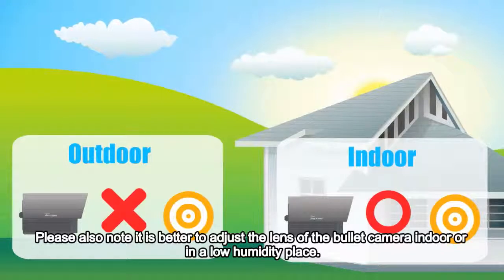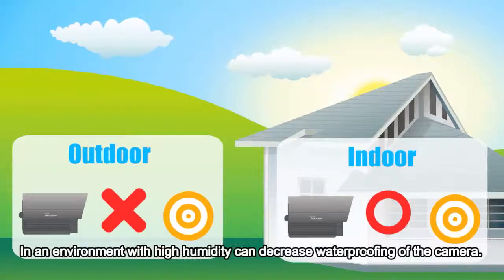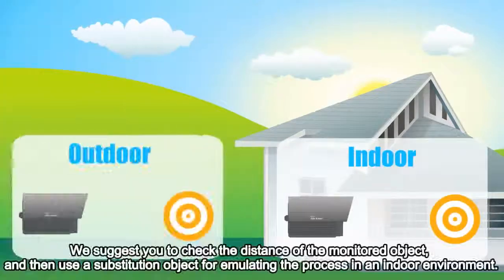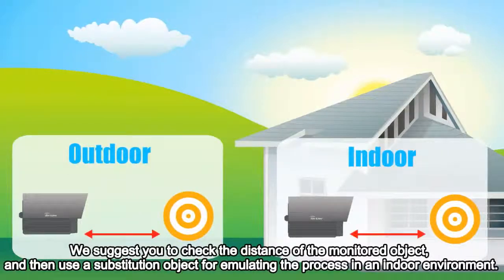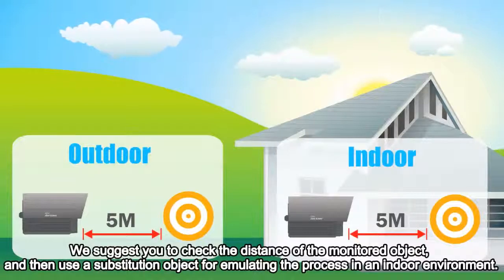Please also note, it is better to adjust the lens of the bullet camera indoors or in a low humidity place. An environment with high humidity can decrease the waterproofing of the camera. We suggest you check the distance of the monitored object, and then use a substitute object for emulating the process in an indoor environment.